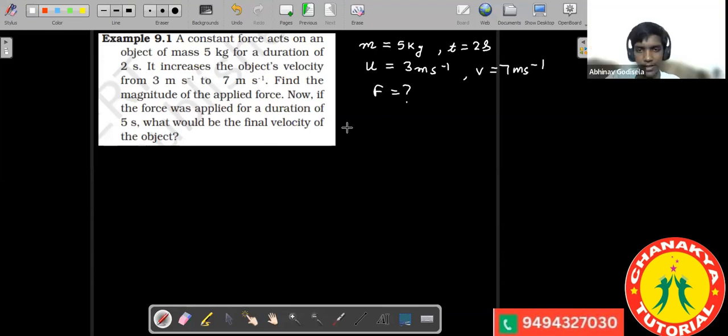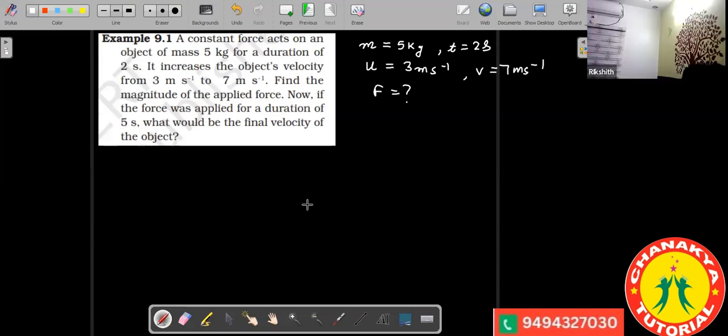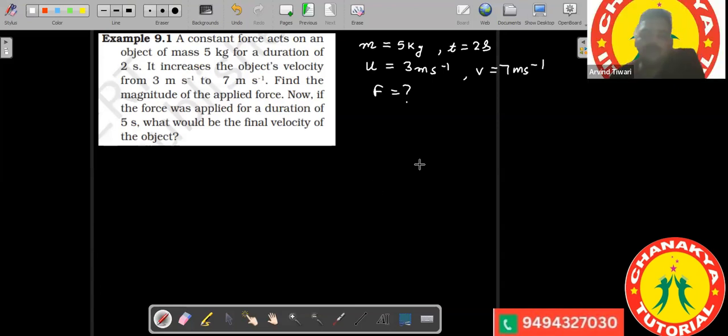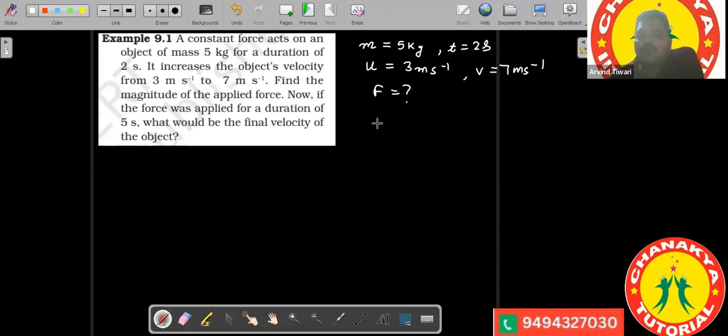Sir, is it 10 newtons? Yeah. Varshita, what's your answer? Aman? Sir, 10. Okay. Aman, your answer is 10? Yes, sir. So it's definitely 10. Okay, so we obtain the answer 10.